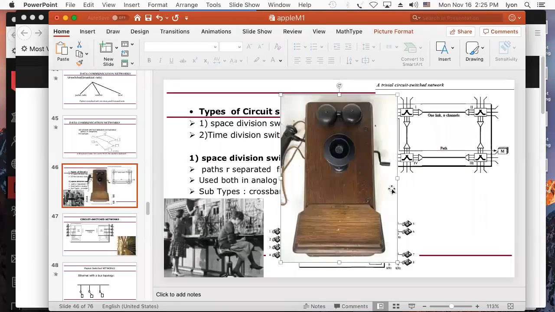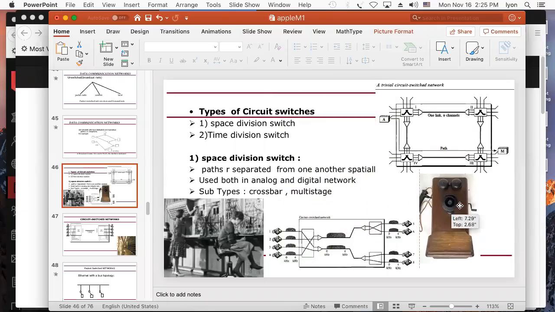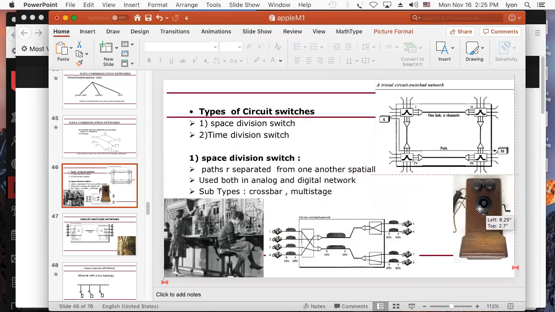I'll just paste in the phone over here and put it off to the right for future reference. So that's typically what's done. Notice there's no dial here. There's no touch tone pad. It's just a crank, right? You can't dial the phone. The operator dials for you. This is the way things were in 1901.